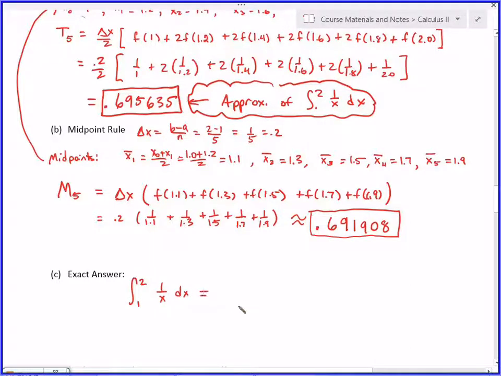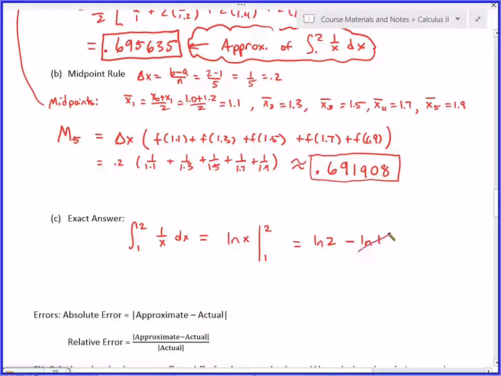Can you actually do that integral? Natural log of x, from 1 to 2, right? That's how we do it when we do the calculus of it. The fundamental theorem of calculus says find the antiderivative and then plug in the limits. So ln 2 minus ln 1. The log of 1, by the way, is 0. What do I have to raise e to get 1? 0. So ln 2.